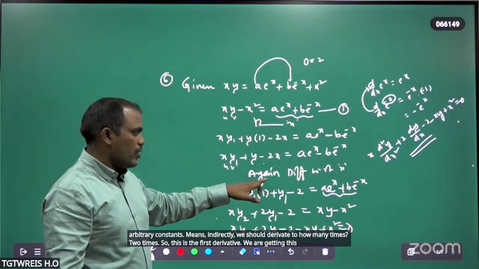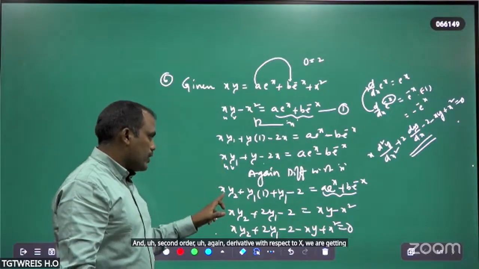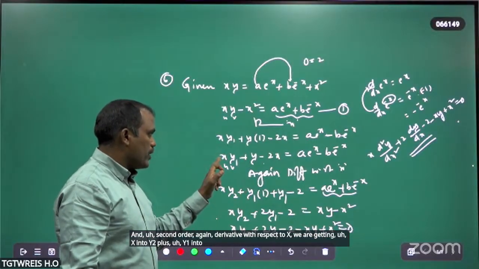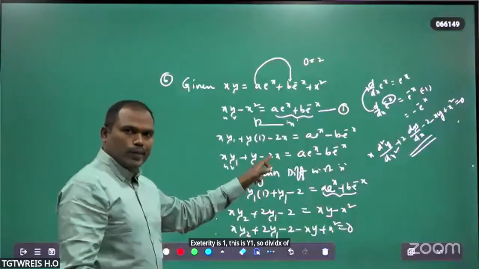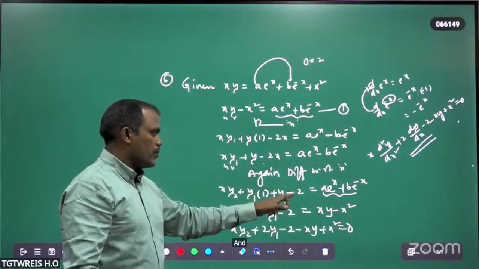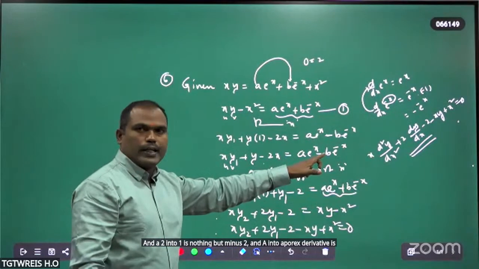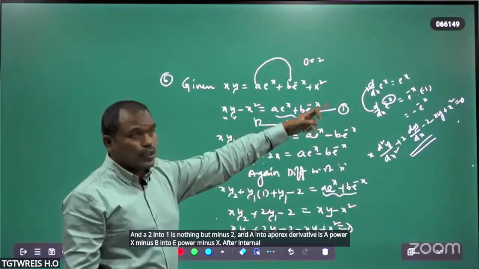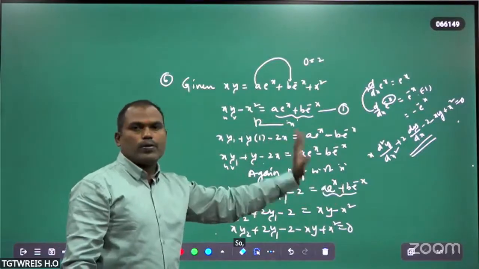And for the second order, again derivative with respect to x, we are getting x into y2 plus y1 into derivative of x, which is 1. This is y1. So derivative of x value is 1. And 2 into 1, minus 2. And a into e power x, derivative is e power x, minus b into e power minus x after internal derivative. That part I have already told just now. So plus b into e power minus x.